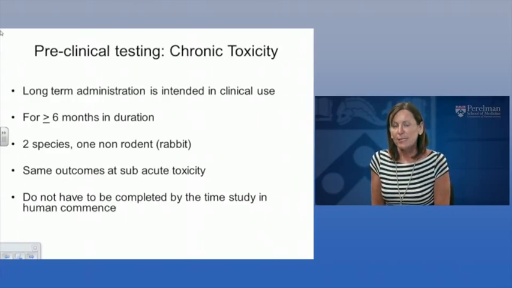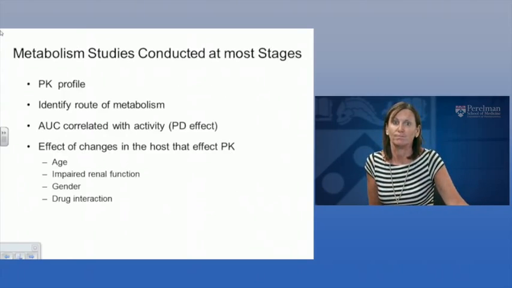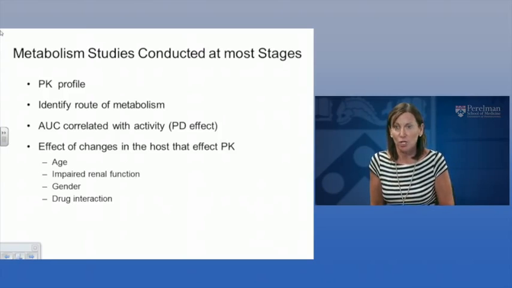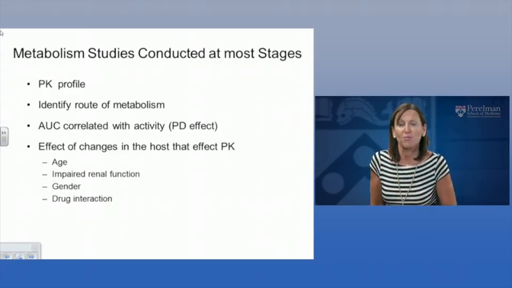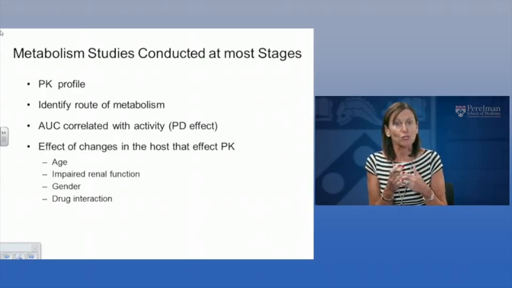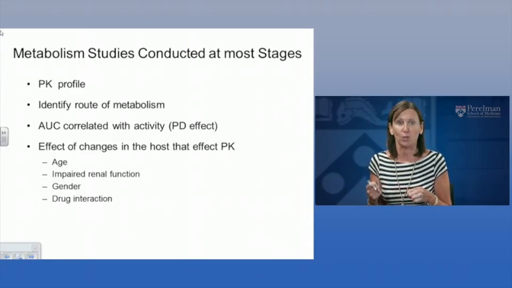And importantly, the chronic toxicity studies don't absolutely have to be completed by the time you go into humans for the first time. The metabolism studies that are conducted at most stages include all of the testing to exemplify the PK principles. So route of administration, absorption, bioavailability, metabolism, rates of elimination. We use the area under the curve to try and extrapolate not only the PK profile, but also the pharmacodynamic or efficacy profile.